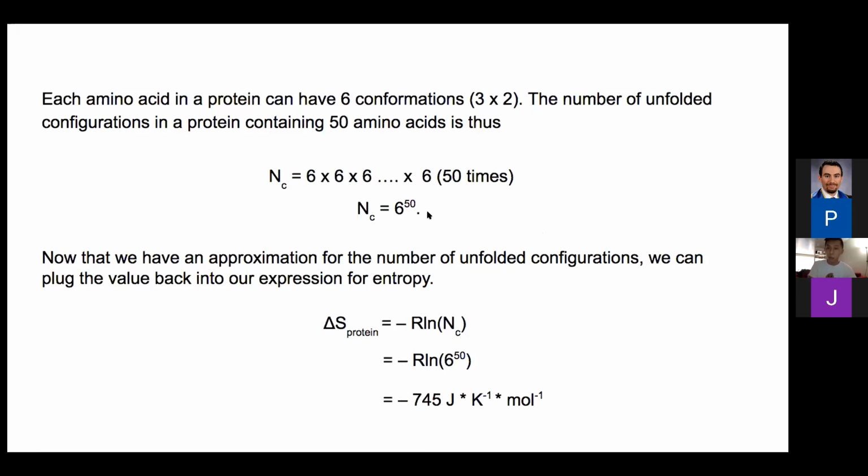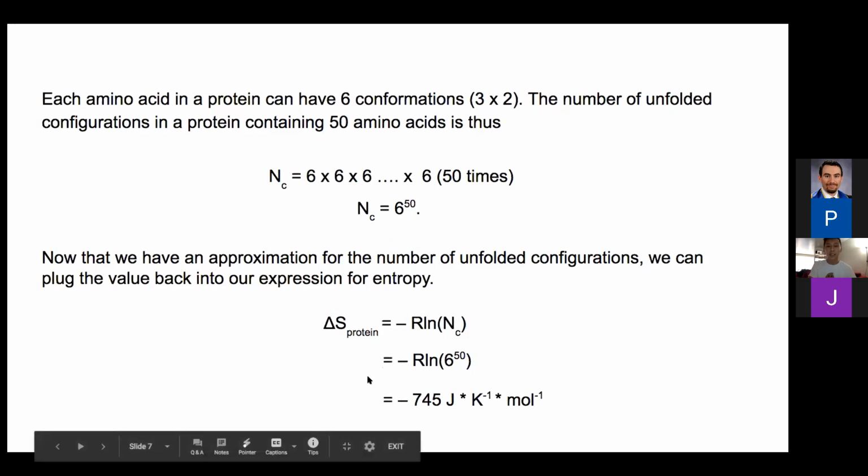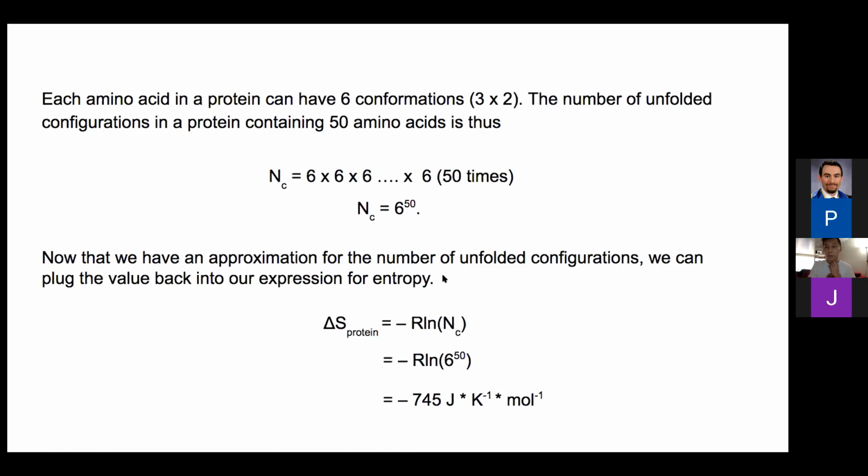So now that we've calculated the number of configurations, conformations of our protein, we can plug it back into our expression for the change in entropy of the protein, negative R ln n sub C, and this is the value we get. Does anyone have any questions up to this point? Okay, if not, I will continue. I can't see anything in chat, so I guess I do have one question.